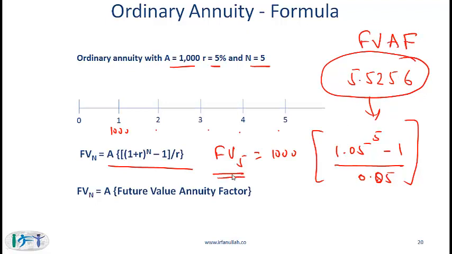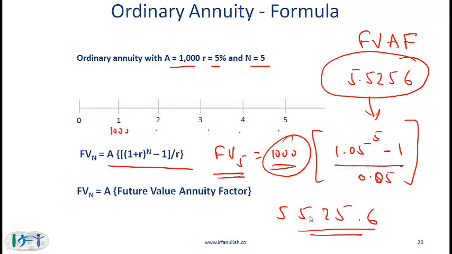To come up with the future value, you take the annuity payment 1000 and multiply it by the future value annuity factor, and you will get 5525.6, which is the same answer that we got on the previous slide. On the exam, if you are given the annuity number and the future value annuity factor, you simply need to multiply the two numbers to get the future value.